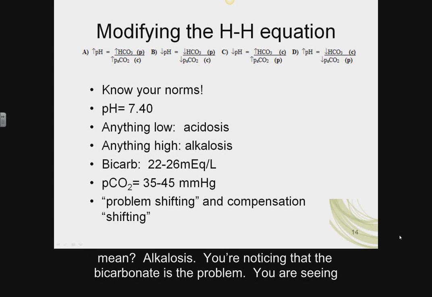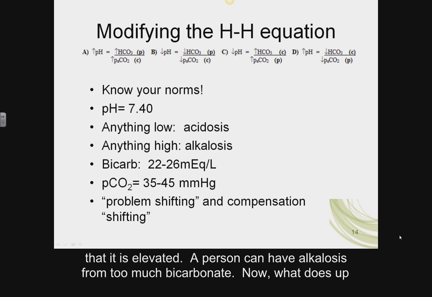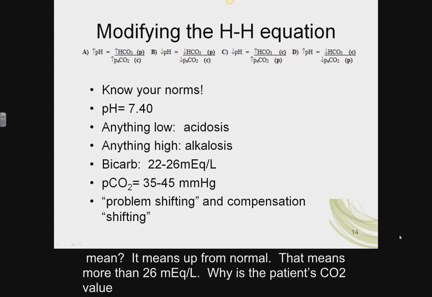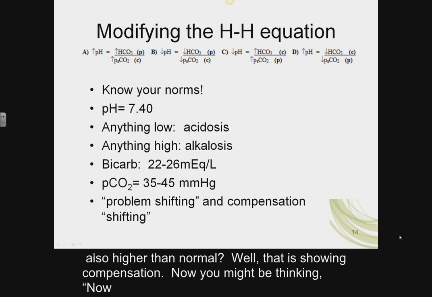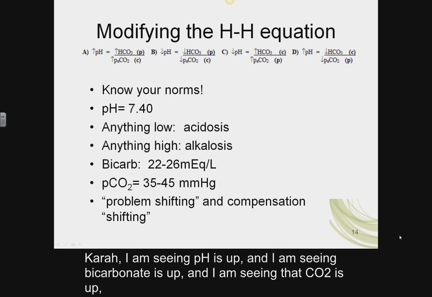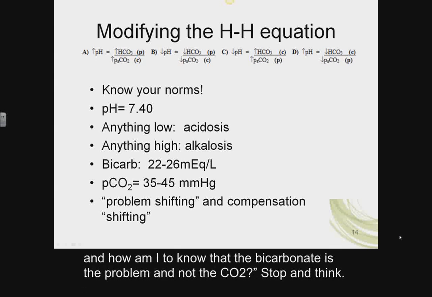Look at part A. I am saying here, pH is up. What does that mean? Alkalosis. You're noticing that the bicarbonate is the problem. See the little arrow next to it? You are seeing that it is elevated. A person can have alkalosis from too much bicarbonate. Now, what does up mean? It means up from normal. That means more than 26 milliequivalents per liter. Why is the patient's CO2 value also higher than normal? Well, that is showing compensation.